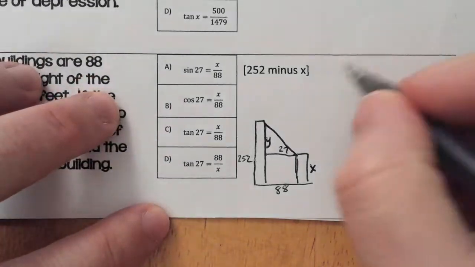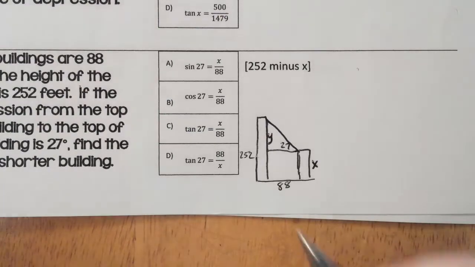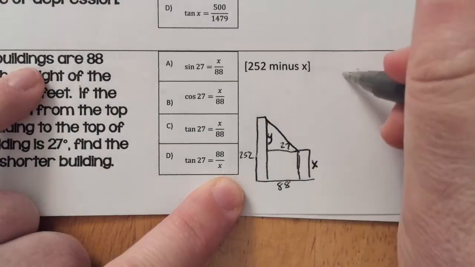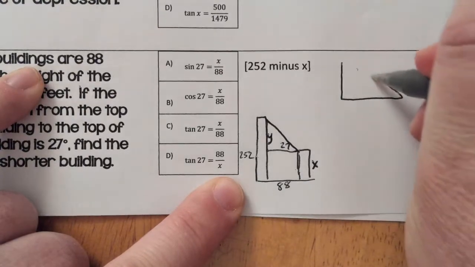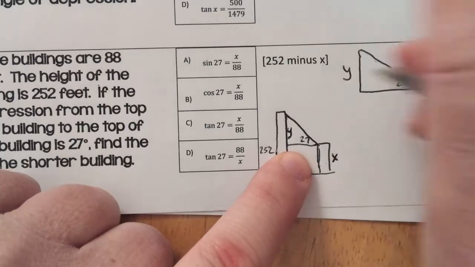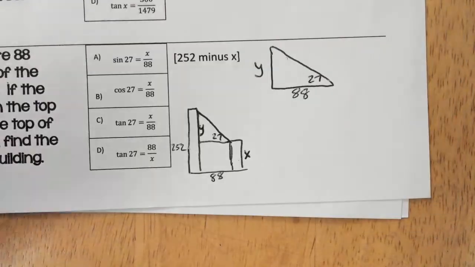All right, so let's point this out again. We just need to go find y, right? And so if we just focus on this, this is 27 degrees, this is y, and this right here was 88. All right, let's go solve it.